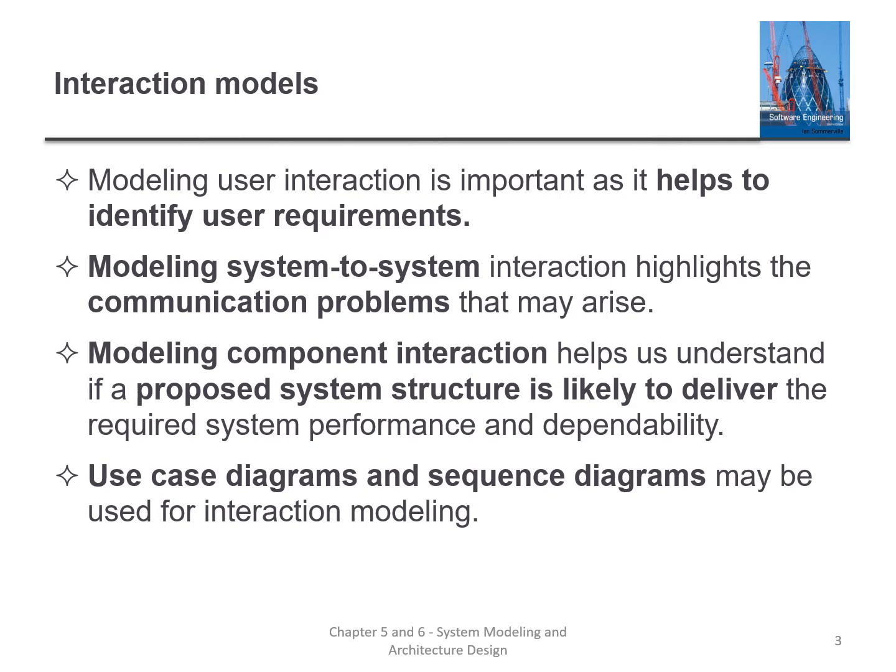And then in the interaction model also, they will model the component interaction. Component interaction is the system that you are going to build. What are the sub components within it? So it helps us to understand if the proposed system structure is likely to deliver according to the defined performance or dependability. So this is more related to the inside of the system. This is between the systems, right?